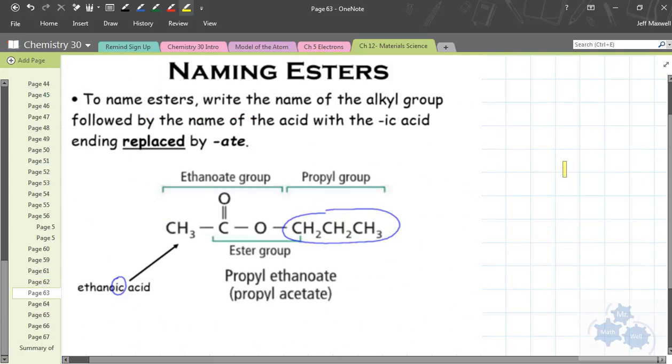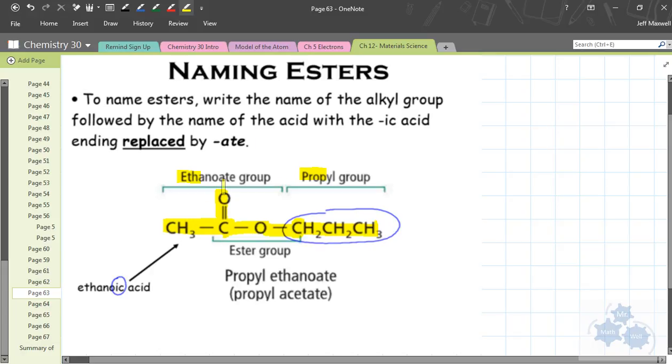All right, so looking at naming esters, here you have a carbonyl, an oxygen, and then a carbon chain. To name esters, we write the name of the alkyl group, followed by the name of the acid with the ic acid replaced by ate. Let's take a look at this one here. We have 2 carbons here, that's eth, and we have 3 carbons over here, that's prop.